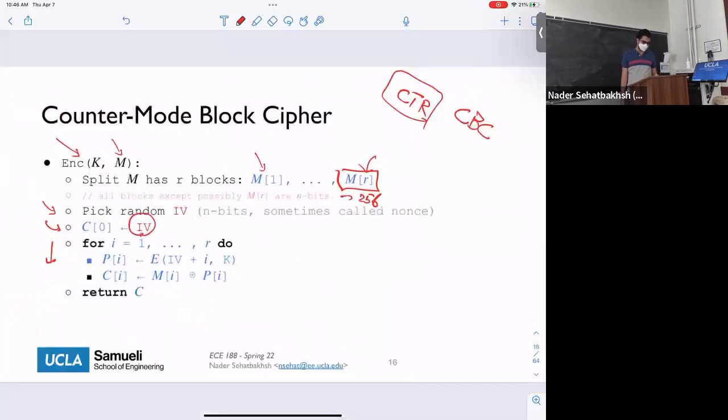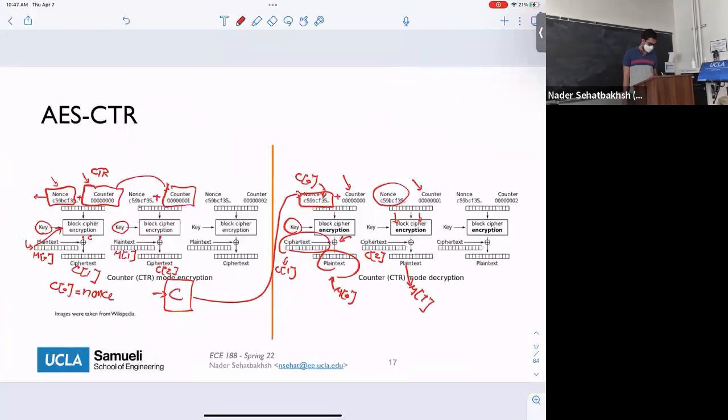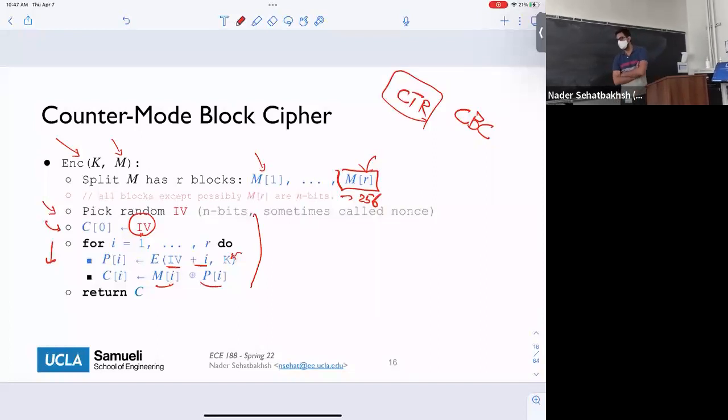So this is just the algorithm, just what I just described. If you want to see how the algorithm works, the encryption gets the IV, which is the nonce, plus the i, our counter. It takes the key, the actual key, and then we get the PI. Then MI XOR with PI gave us the CI. And then we can just keep repeating this over and over for all the blocks. And this actually can be proven to have enough randomness that we want.